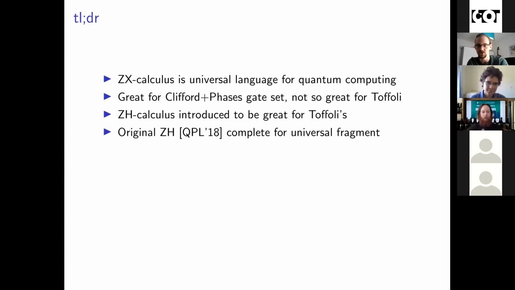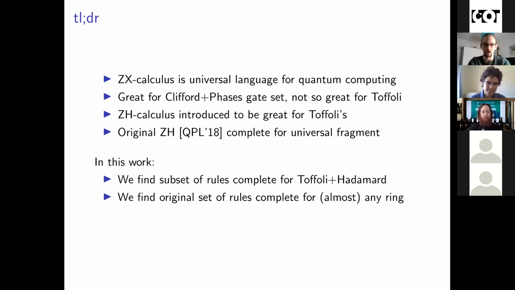The original ZH calculus was introduced at QPL 2018 by Miriam and Alex. And this was proven to be complete for the universal fragment, so for all qubit unitaries. So in this work, we find a subset of the rules and a subset of the generators for ZH calculus, which is complete for the Toffoli+Hadamard fragment. Toffoli+Hadamard is an approximately universal gate set. So you can do any quantum algorithm approximately in this gate set, but it contains fewer matrices than the universal set. So that will be the first thing I will do in this talk.